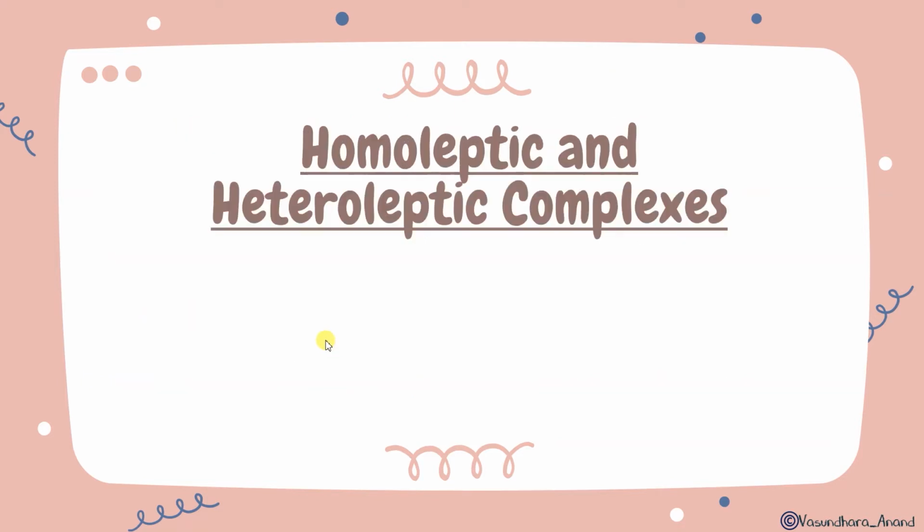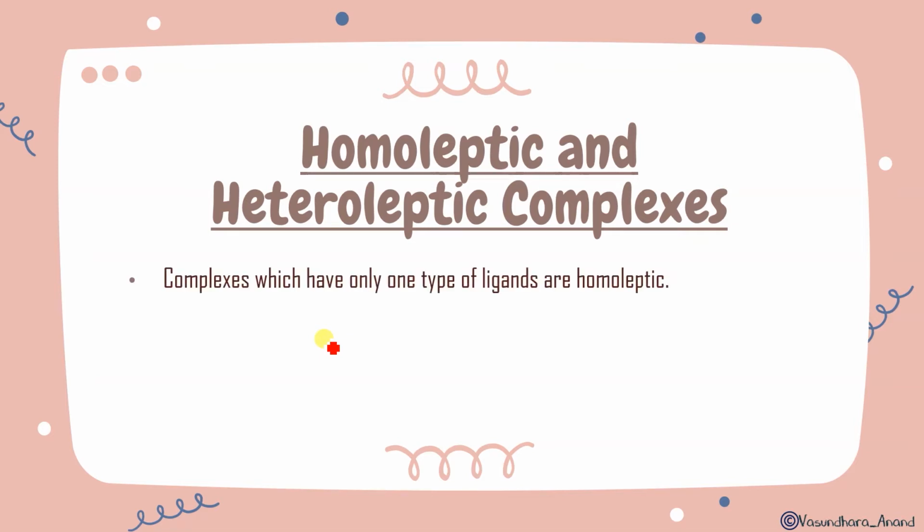Now the next slide is about homoleptic and heteroleptic complexes. What are they? It depends upon the ligands. If the ligands are only of one type, whatever the number of ligands, then it is called homoleptic. And if different types, more than one type, are there, then it is called heteroleptic. Let's do some examples.